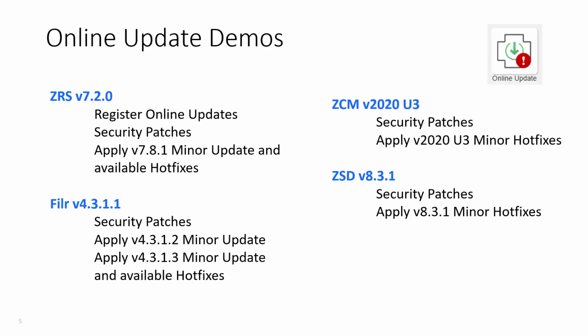The online update demos we're going to do today is ZRS 7.20. It will have security patches and apply a minor update to 7.8.1 with available hotfixes. We'll also show registering the online updates, grabbing that registration key from SLD. We'll do a Filr update from 4.3.1.1 to 4.3.1.3 with available hotfixes. We'll upgrade the ZENworks 2020 Update 3 security patches and the ZENworks Service Desk 8.3.1 security patches and apply those minor hotfixes. Let's look at our demos.